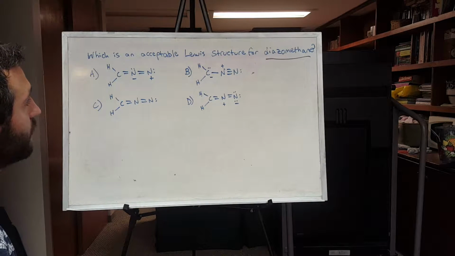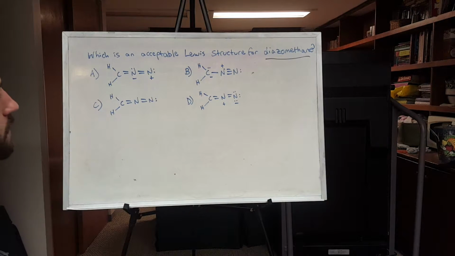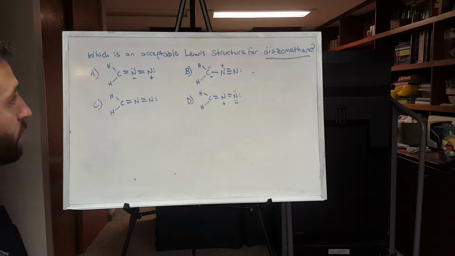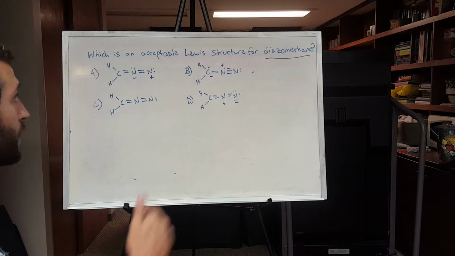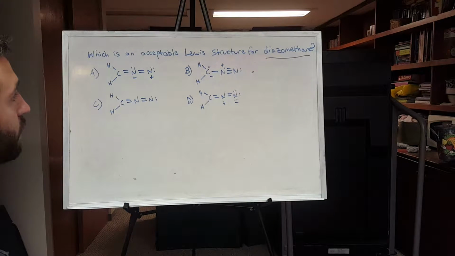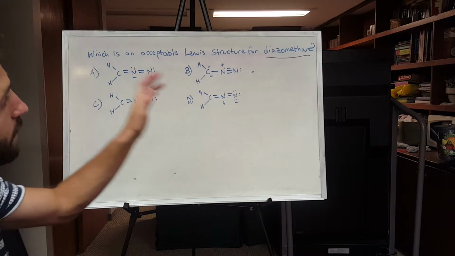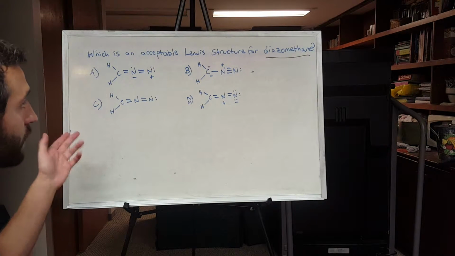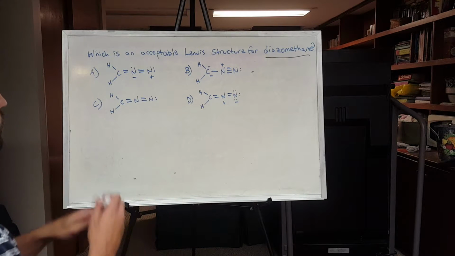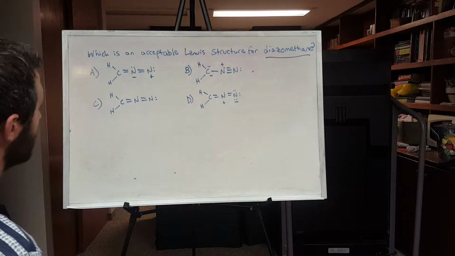Typically, when they give you the name of a molecule like that, if it's not specifically asking you to draw the structure for the common name diazomethane, they will not try to trick you by drawing different compounds, having one that is diazomethane and one that's not. So we see right off the bat all of these are diazomethane, so you don't have to worry about the name, which is nice.